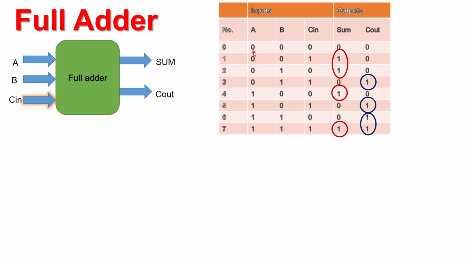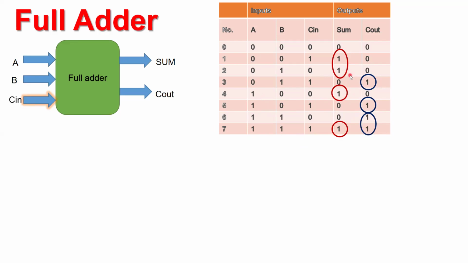So for example, when you add 0, 0, 0, sum is 0, carry is 0. When you have 0, 0, 1, the binary addition of these three bits produces sum equal to 1, carry is 0. Binary addition of 0, 1, 0, sum is equal to 1, carry is 0. However, look at this. When A, B, C are 0, 1, 1 respectively, the binary sum is 0, however the carry gets generated. For 1, 0, 0, sum is 1, carry is 0. Similarly, you can analyze all other combinations. For the last combination, when A, B, C all are 1, the sum is 1 and the carry is also 1.